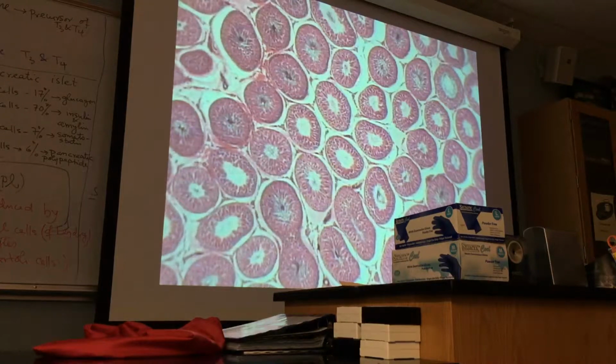See some cells between the seminiferous tubules. These cells are the Leydig cells or interstitial cells. These cells secrete what? Testosterone. So let us get to higher magnification.